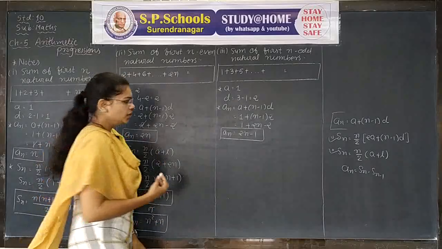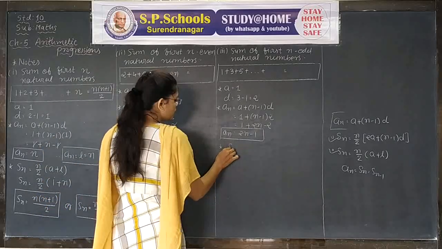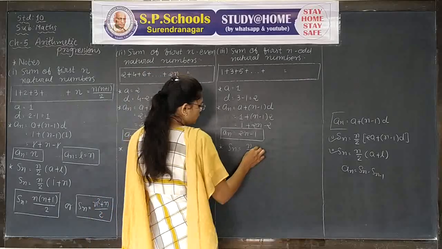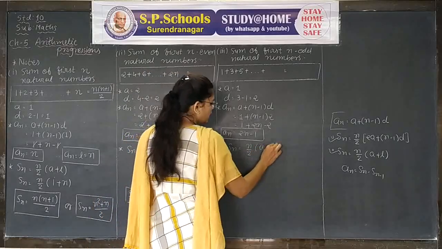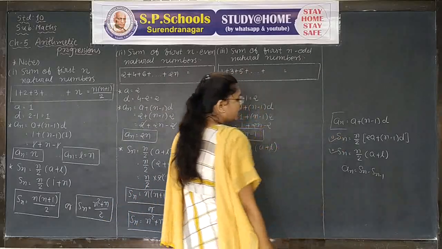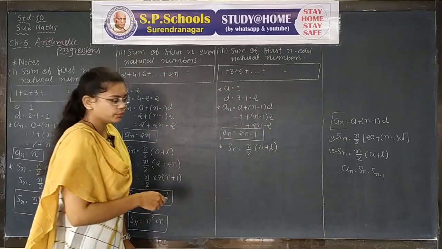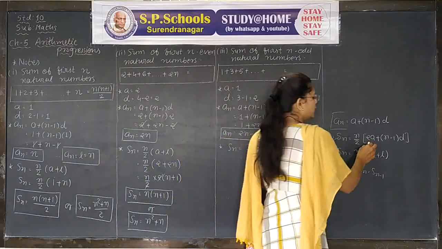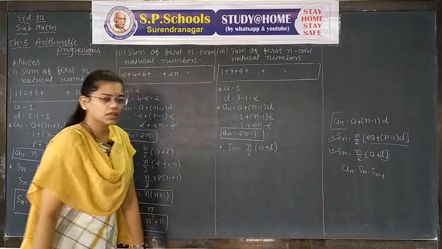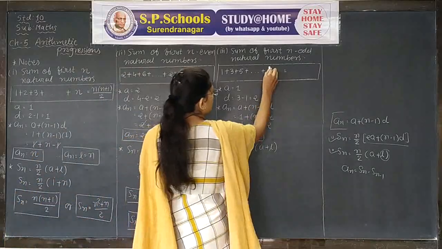Now we are using Sn to find the sum of first n odd natural numbers, n upon 2 into bracket a plus l. You can also try to find Sn using the first formula, but it is somewhat difficult. We know the last term here, that's why we are using the short formula.